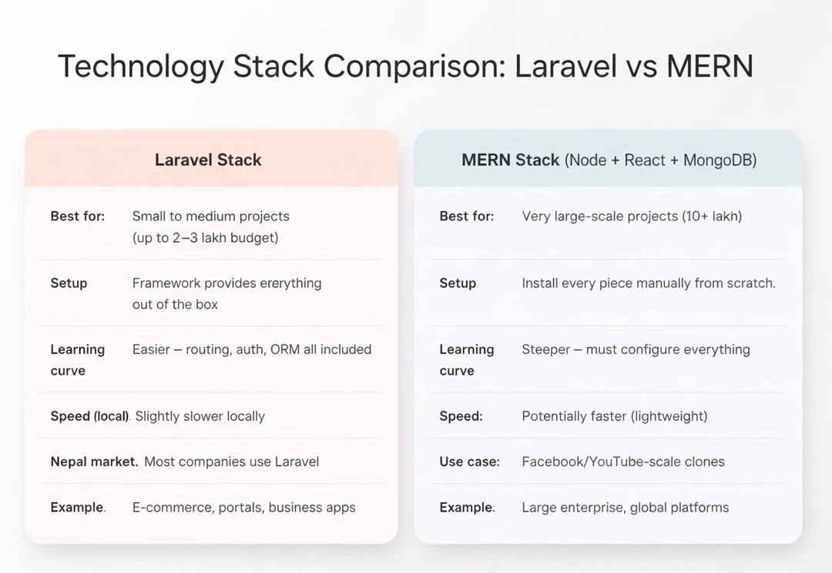The MERN stack, that's MongoDB, Express, React, and Node, is built from scratch. You install every component yourself. That means more control and potentially better performance at massive scale, but it's overkill for smaller projects. Imagine needing to clone Facebook or YouTube. That's the scale where MERN makes sense. For a 50,000 rupee project, setting up React, Node, and MongoDB separately is just unnecessarily tedious.